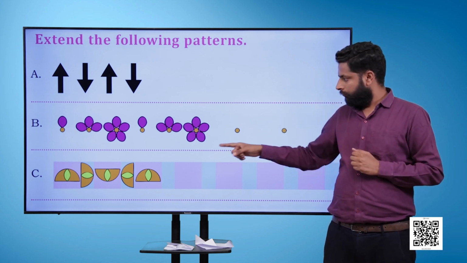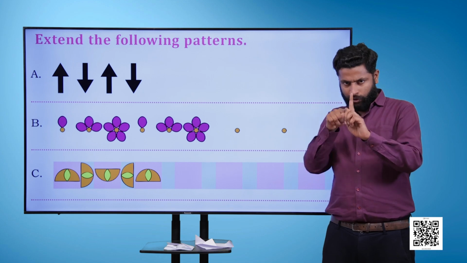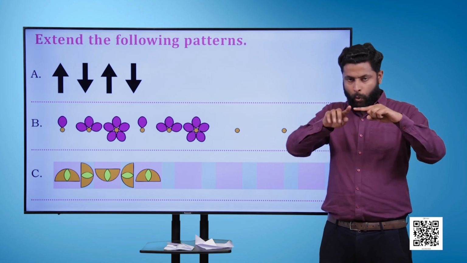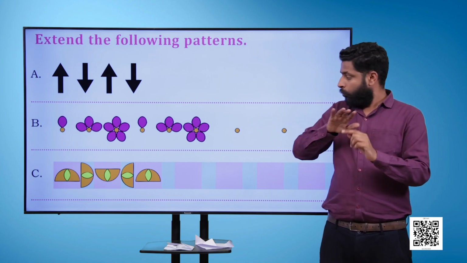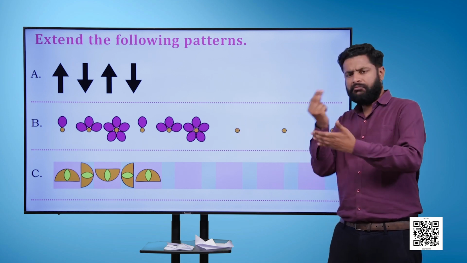C. We have a semicircle with a curved surface facing up. It is followed by the curved surface tilting towards right. The third image shows the curve facing downwards. It is followed by the curved surface.